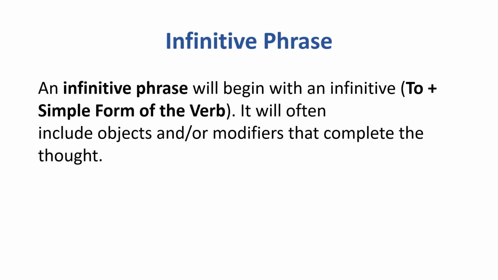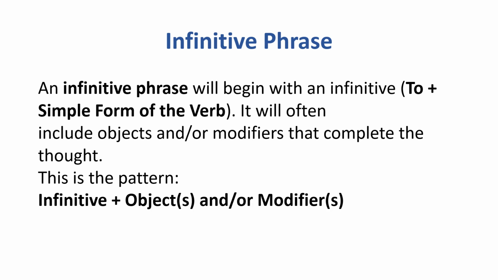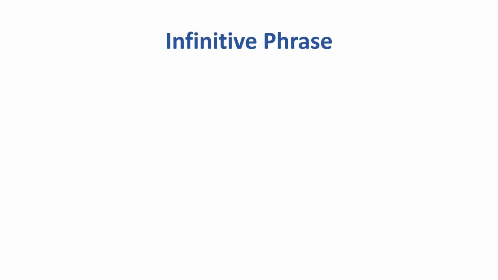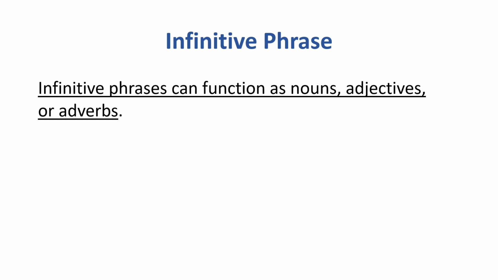Then there is the infinitive phrase. An infinitive phrase will begin with the infinitive. Infinitive is "to" plus the simple form of the verb. It will often include objects or modifiers that complete the thought. The pattern would be infinitive plus objects and/or modifiers. Then the infinitive phrase can function as a noun, adjective or adverb.